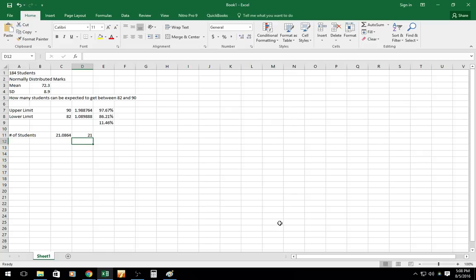So the answer to this one, by using standardization, is 21 students out of 184, roughly, are expected to get between 82 and 90%.